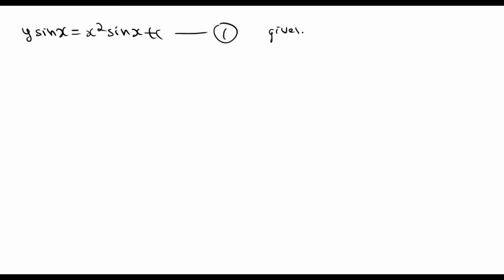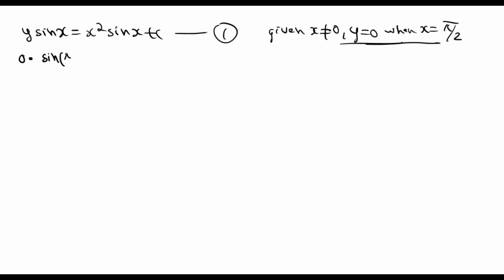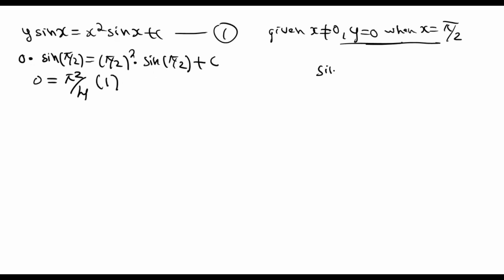Given data is x is not equal to 0, y equal to 0 when x is equal to pi by 2. You need to find the particular solution in this case. Substitute y equal to 0 and x equal to pi by 2. Here you will get 0 into sine pi by 2 is equal to x square, that is pi by 2 whole square, into sine pi by 2, plus c is remaining. 0 into any number is equal to 0, equal to pi by 2 whole square, which is pi square divided by 4, sine pi by 2 into 1, because sine 90 value is equal to 1, and the remaining term is plus c.